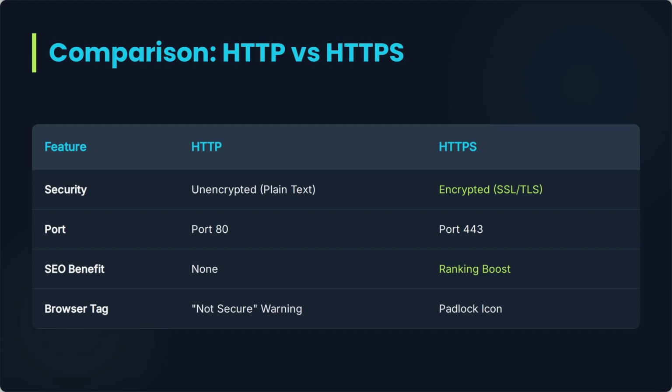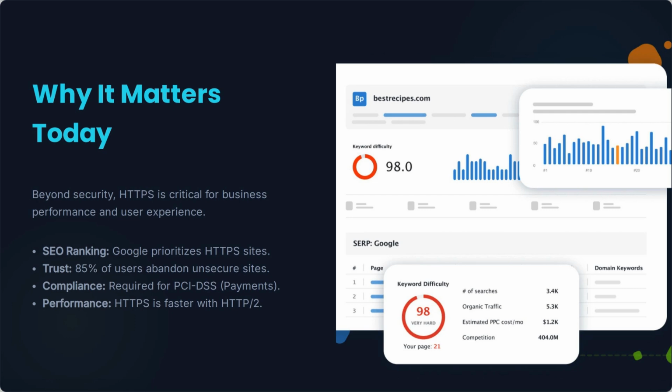Comparison: HTTP versus HTTPS. To summarize the differences, HTTP is unencrypted and uses port 80, while HTTPS is encrypted and uses port 443. Crucially, browsers today will actively punish HTTP sites by displaying a "not secure" warning in the address bar. On the other hand, HTTPS sites get a padlock icon, which signals to the user that their connection is private and safe.